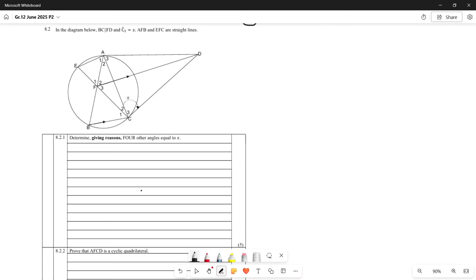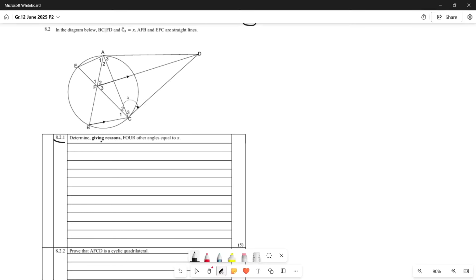Great. So 8.2, in the diagram below, BC is parallel to FD over there, okay? And C3, this guy over here, equals X, and then AFB and EFC are straight lines.